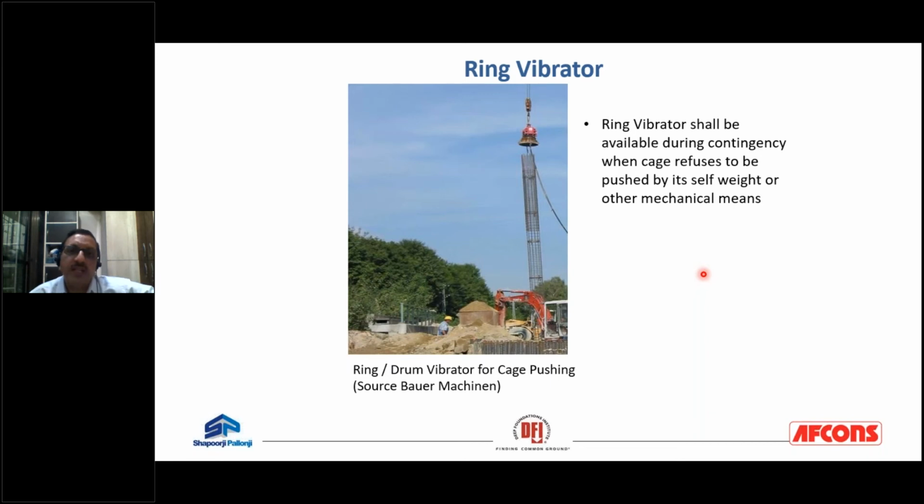So this demands that the cage has to be rigid, number one. Number two, that the concrete which is being used should have a very high degree of workability. Preferably, the ring vibrator should be brought into the picture only under emergencies.